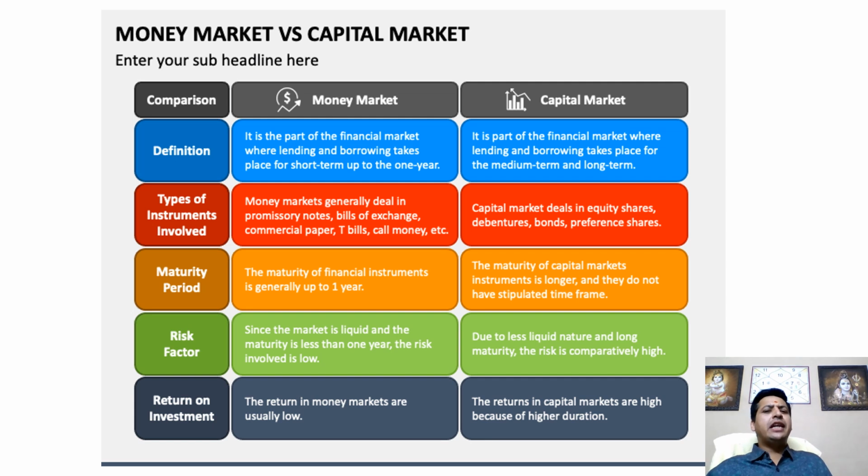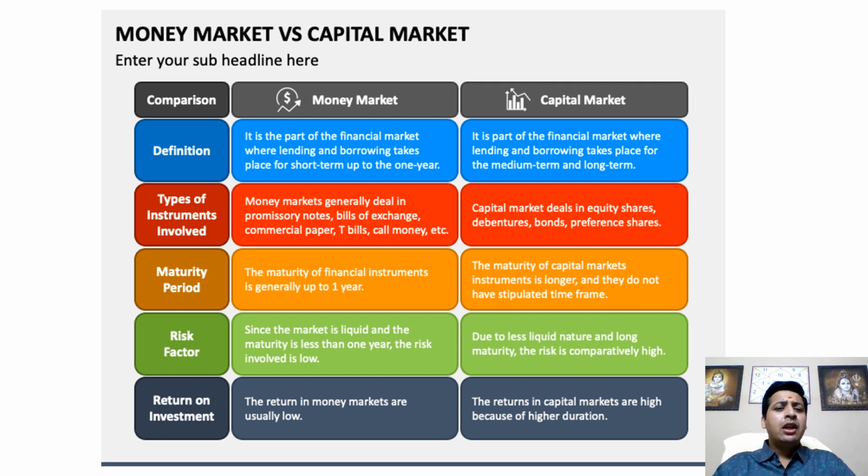If we want to understand both the markets and what the factors are which affect them, we look at the meaning and definition, what types of instruments are involved, what the maturity period is, how we define the risk factor, and how the return on investment will be affected. For that we have to understand the comparison between both markets, money market and capital market. Before investing in this market, we have to think about what my purpose of investing is. If you have the right purpose and the right time, you will get the right options. We have already understood the future value and present value.